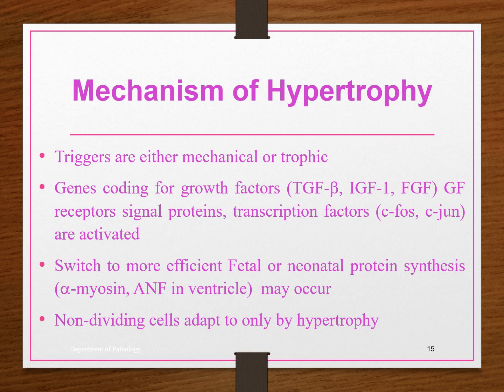Mechanism of hypertrophy. Triggers are either mechanical or trophic. Genes encoding for growth factors like TGF beta, transforming growth factor beta, IGF-1, FGF, and growth factor receptors, signal proteins, transcription factors are activated. Switch to more efficient fetal or neonatal protein synthesis may occur. Non-dividing cells adapt only by hypertrophy.